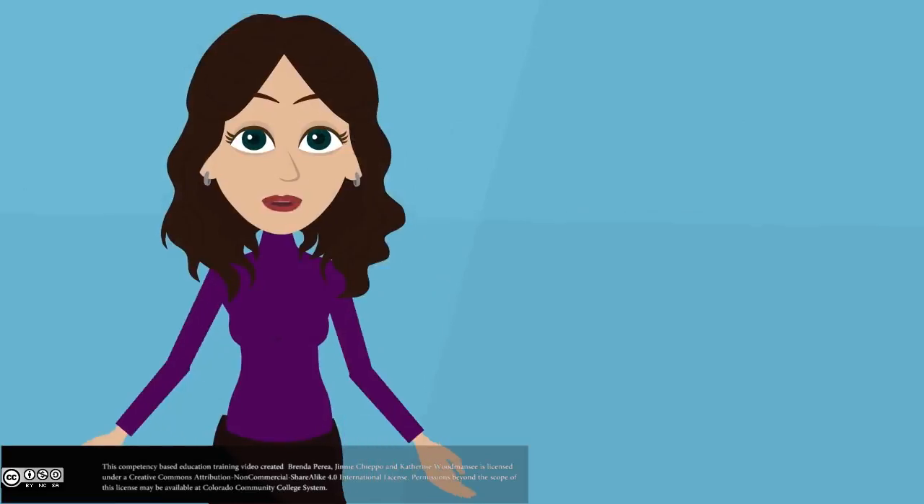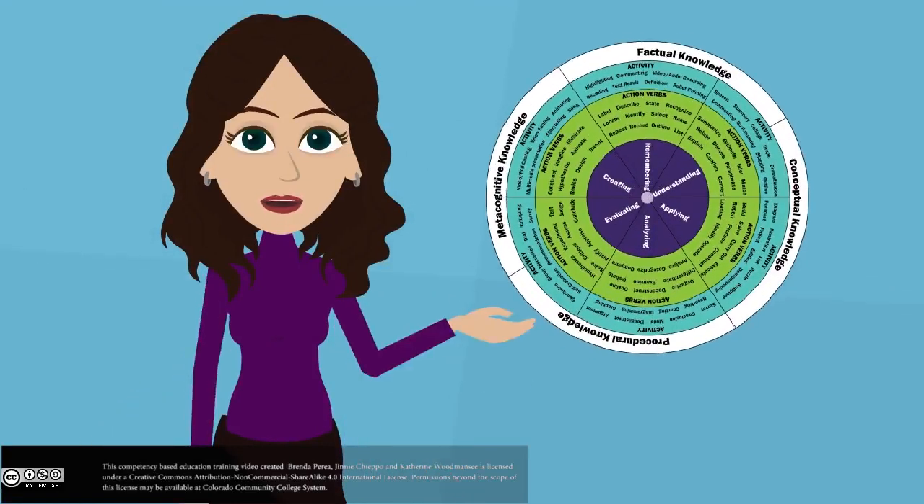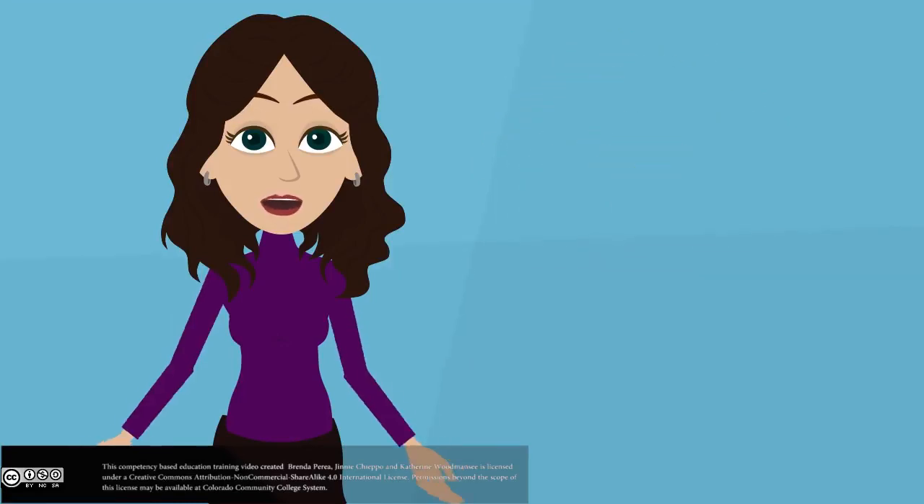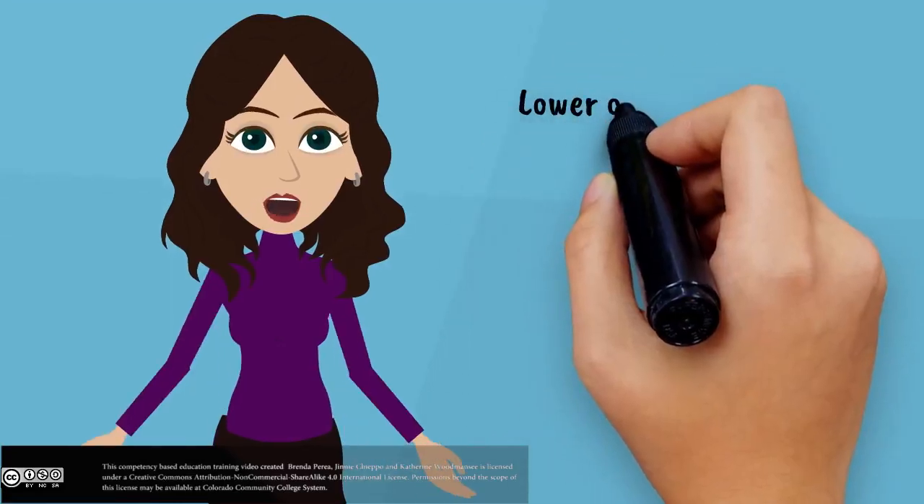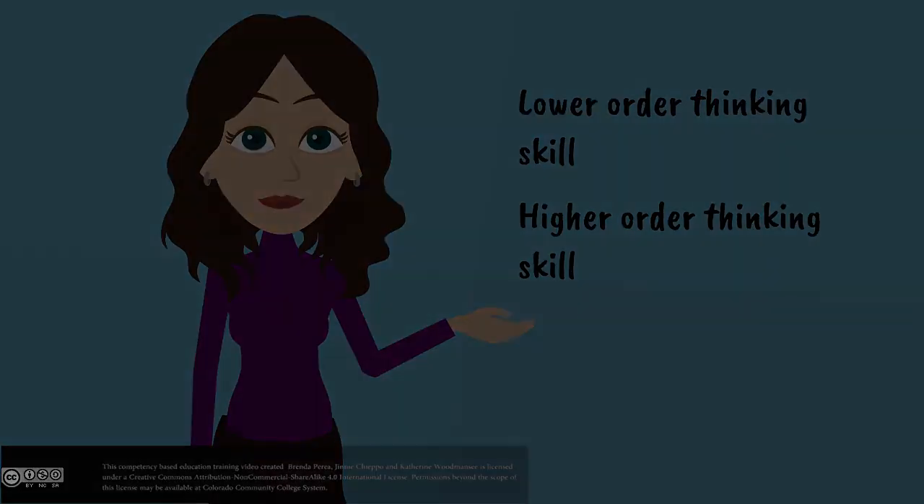Now that you have completed this introduction to Bloom's taxonomy, take a look at the Bloom's wheel provided in your workbook and try to come up with some of your own learning outcomes for this video. What would you develop for a lower order thinking skill and a higher order thinking skill?